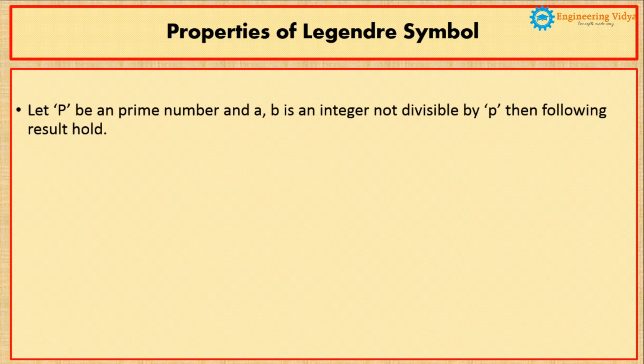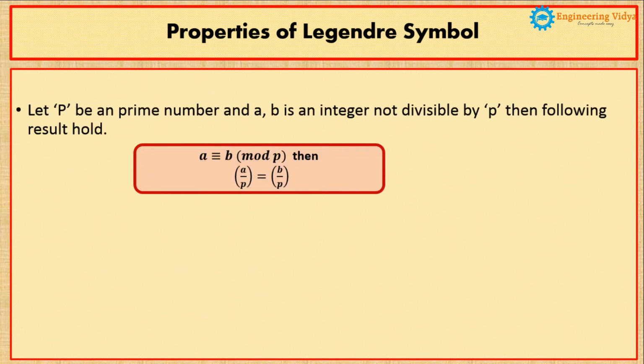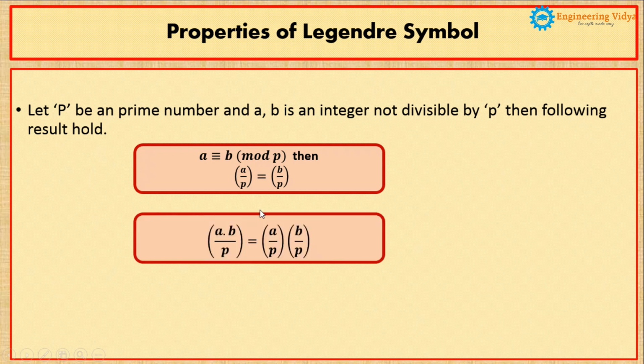Now see the properties of Legendre symbol, and with the help of those properties we can speed up the solving of our problem. The first property says that if a is congruent to b mod p, then you can write Legendre symbol of a and p is equal to Legendre symbol of b and p, right? So this is the first property. The second property says that if you want to evaluate Legendre symbol of ab and p, you can split ab into two parts. The first part will be Legendre symbol of a and p, and the second part will be the Legendre symbol of b and p, and whatever results come from a and p and b and p, you can multiply them, right? So this is the second property.